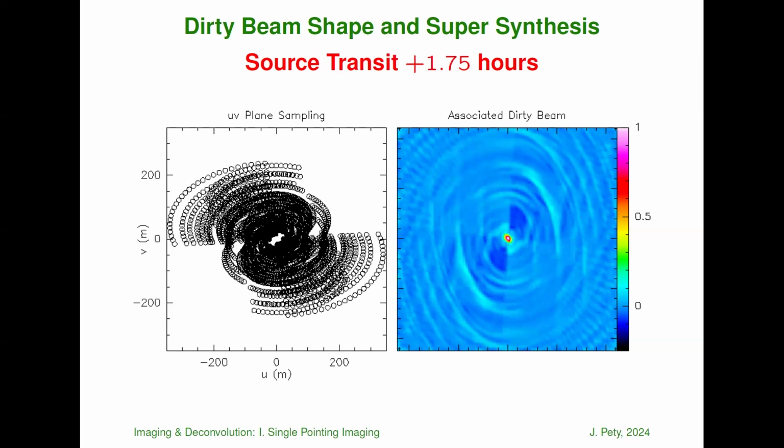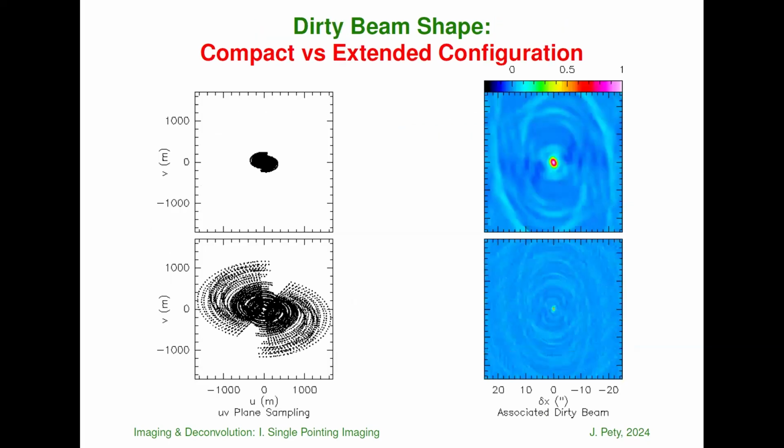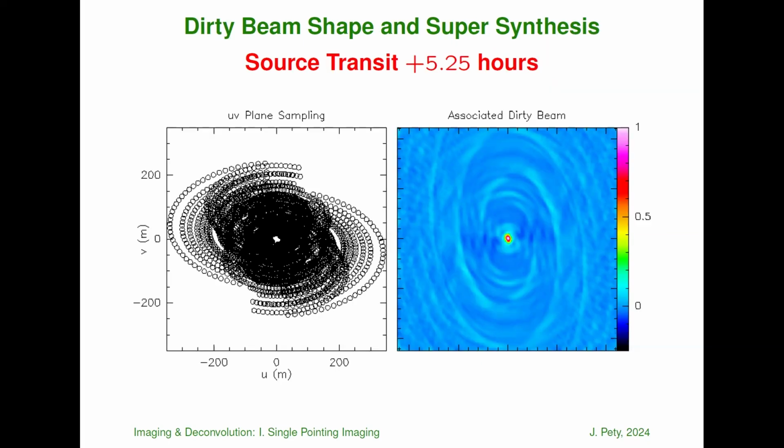And that's why it's important to have long tracks. Here the source is going down, and after 5 hours it disappears, but then you get quite a good associated dirty beam. Up to now, everything I've just shown you is for a compact configuration. You see that the largest baseline is going up to 300 meters.